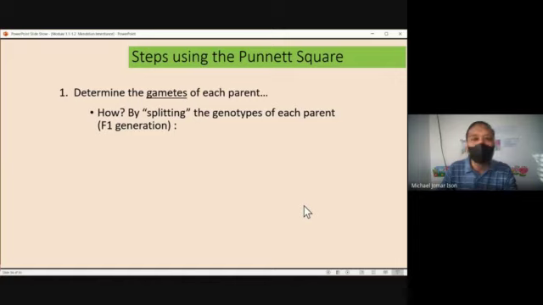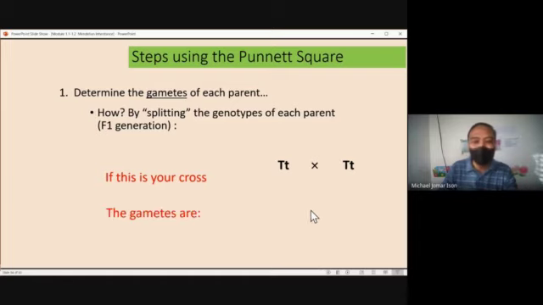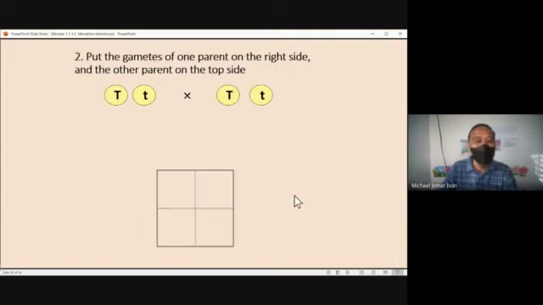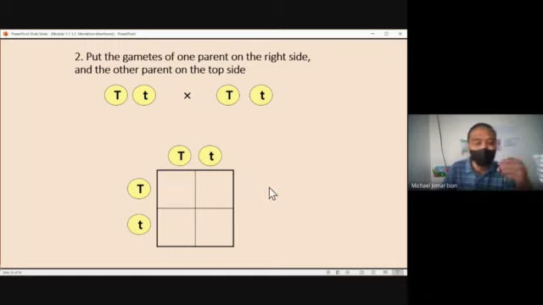First of all, determine the gametes produced by each parent by splitting. You already know if the cross is heterozygote by heterozygote, the gametes would be the big T in one gamete and the small t in the other gamete. And that will be the same case with the second parent because they're the same. It will also contain the big T and the small t as their gametes. Next step is to make the Punnett square, wherein you put the gametes of one parent on one side and the other parent's gametes on the top side. Combining them together, you will get the genotypes and the phenotypes of this cross.